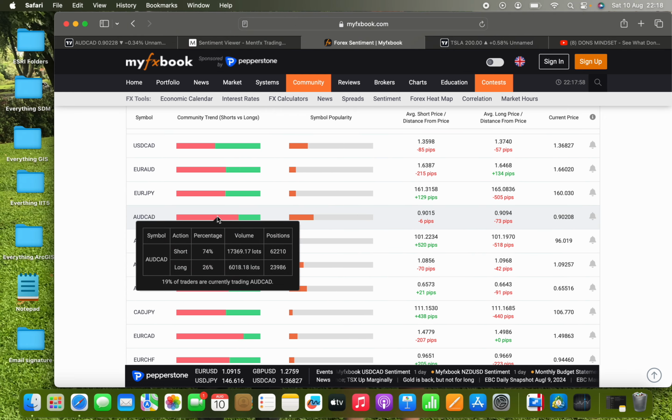So AUD CAD, it's 74% short and about 26% long. So the bias, or the community trend, or what people are feeling towards this pair, the Australian dollar and the Canadian dollar, people are saying that this is going to go short, the price is going to decrease. And there's about 62,000 positions going short. So that's money resting over there.